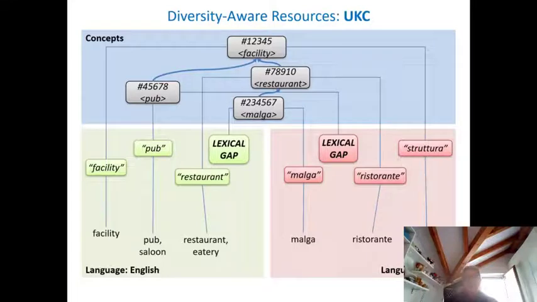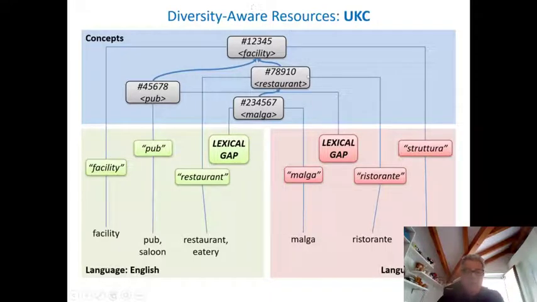And so this is a fundamental property, as you see now through this pub. If you take pub, pub really means here, as they wrote, some kind of explanation, what in English would mean a pub or a saloon. But if you look into Italian, you see a lexical gap. That word you don't have, which means we do not have in the Italian language anything which is the equivalent of a pub, and vice versa for Malga.